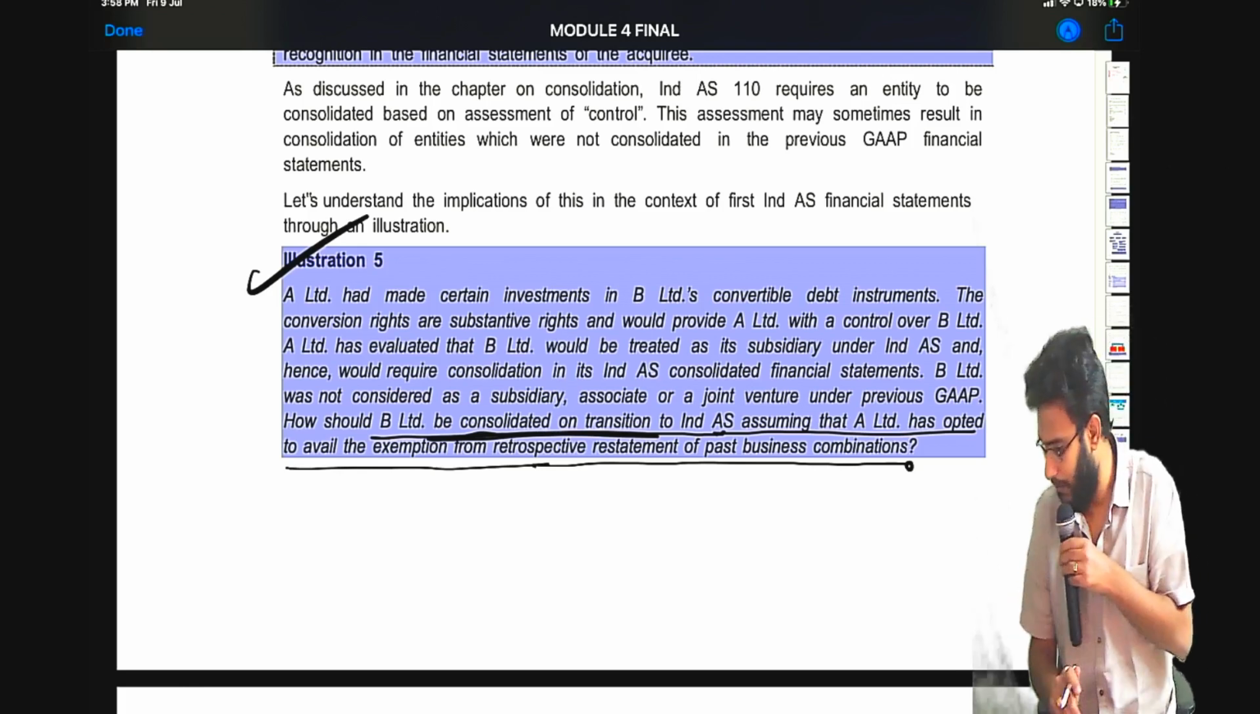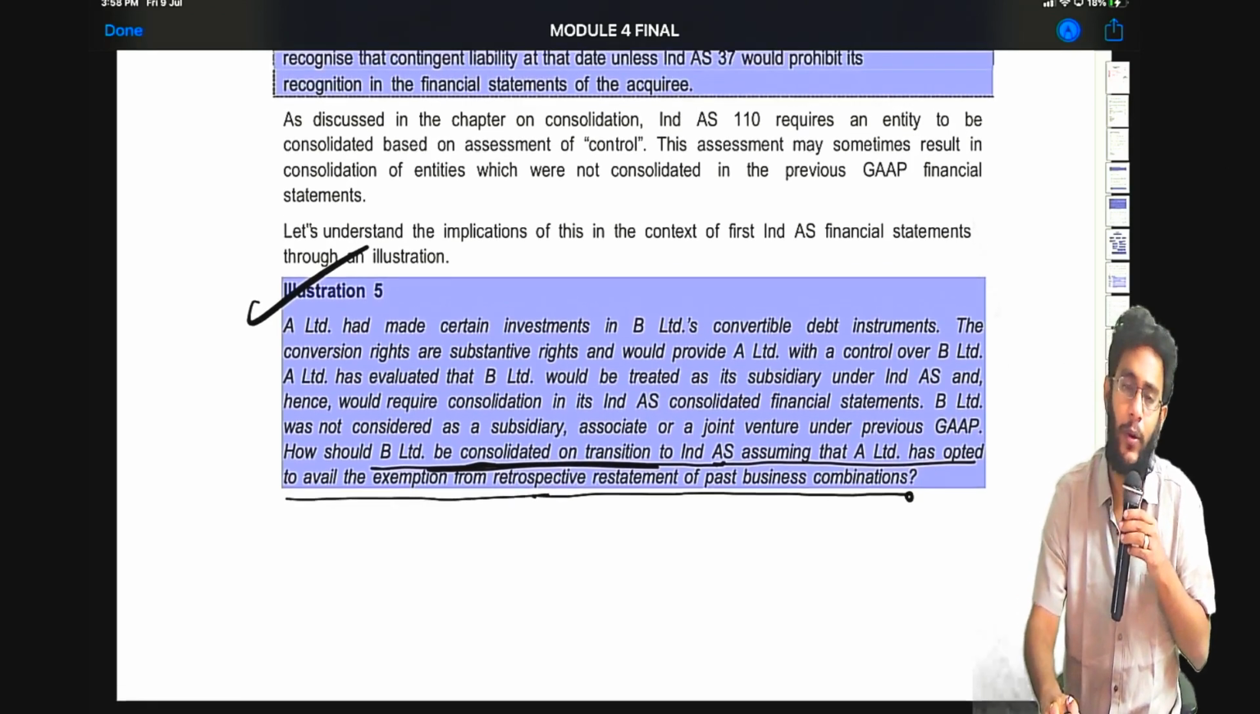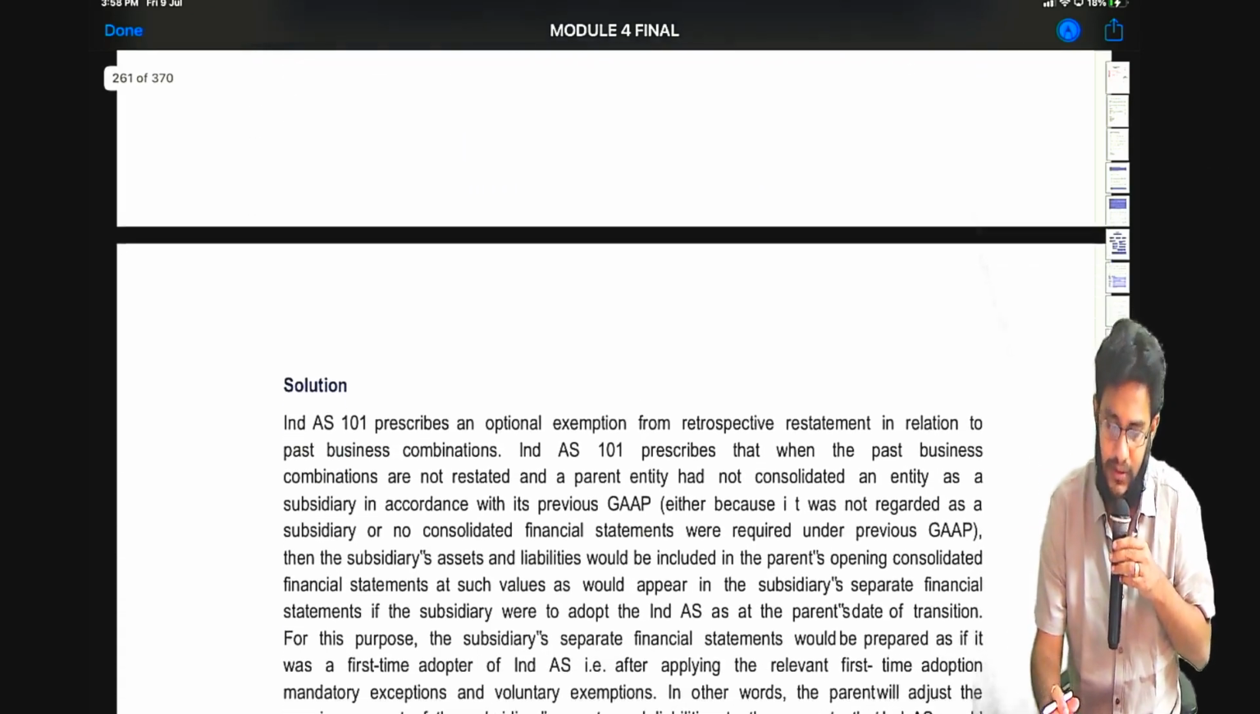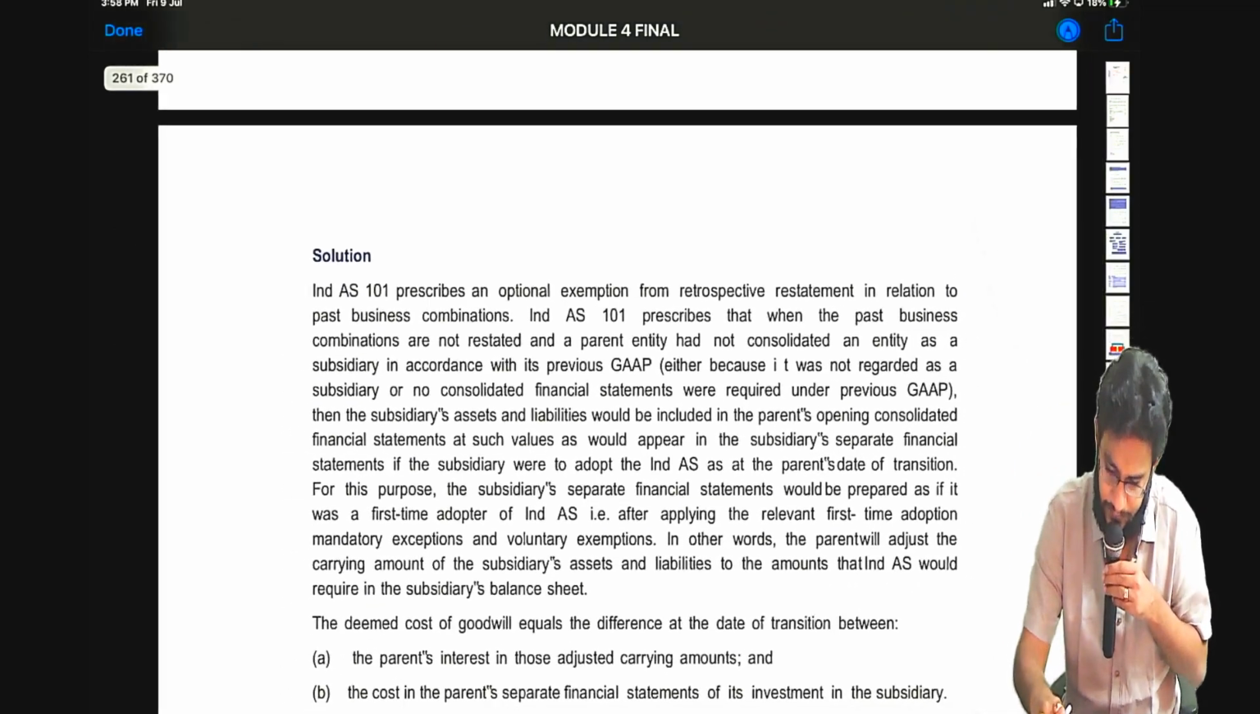But here, Ind AS 101 gives a small relaxation. Now, what is that relaxation? We'll read further.